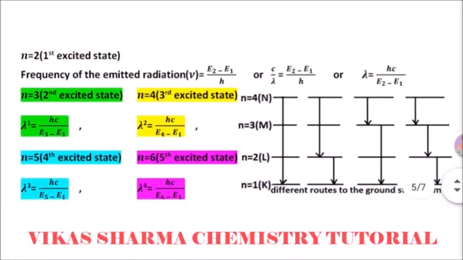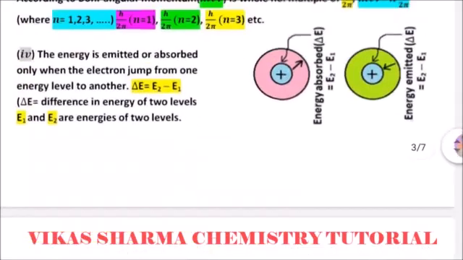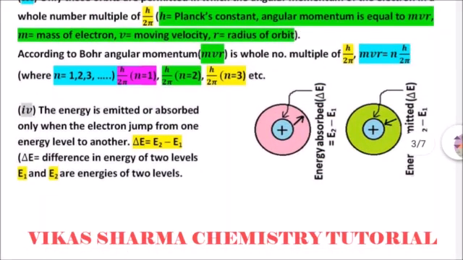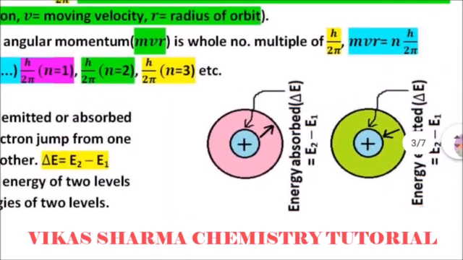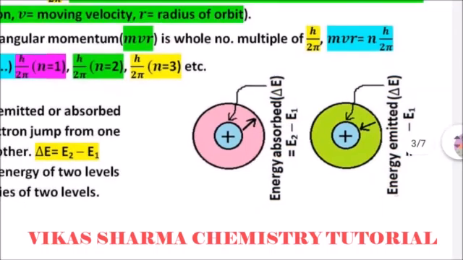The higher zone is always known as the excited state, and when the electron is in the definite path or definite energy level, it is known as the ground state. When the electron comes from the excited state to the ground state, the change in energy is delta E equal to E2 minus E1. And this energy is absorbed when the electrons go from the lower zone to the higher, delta E equal to E2 minus E1. Electrons emit energy if they come from the higher to the lower zone.